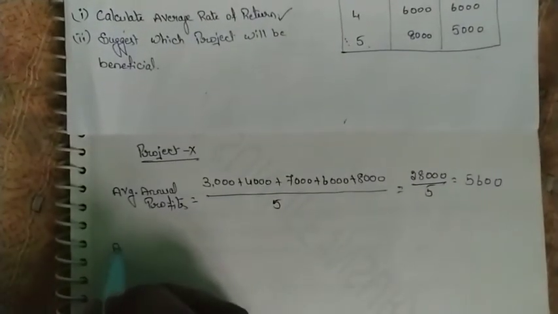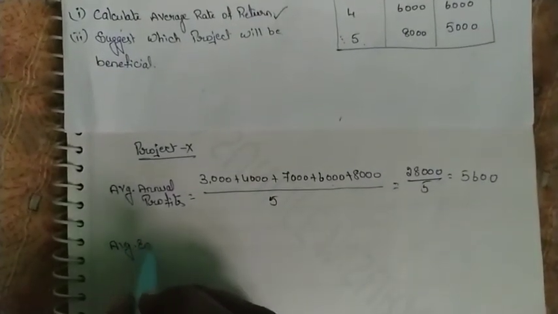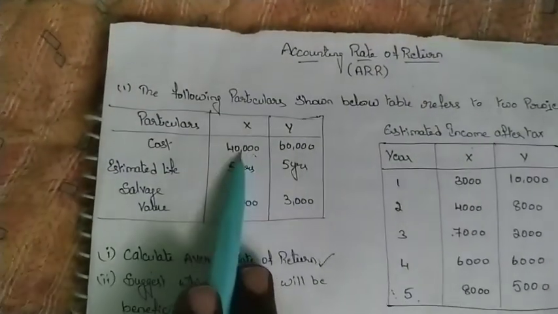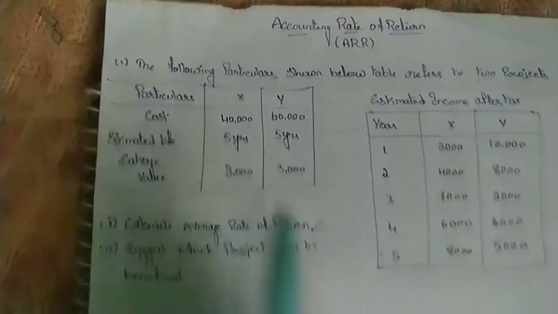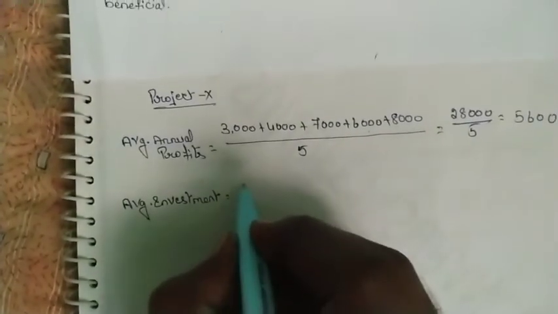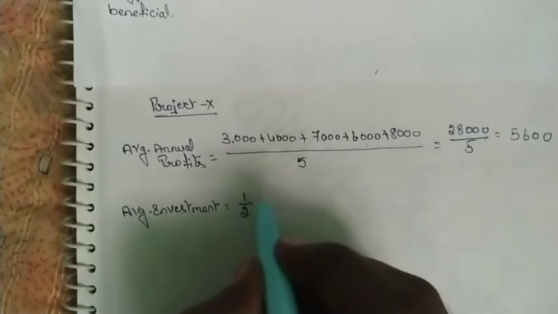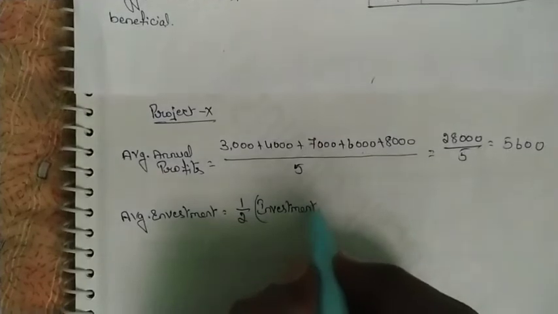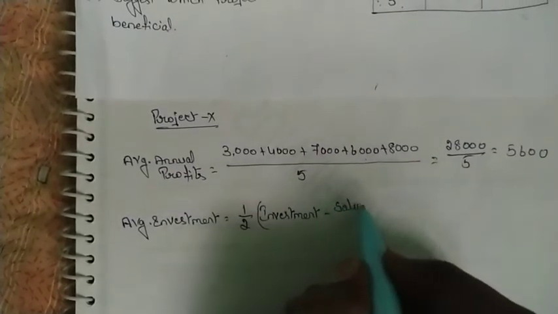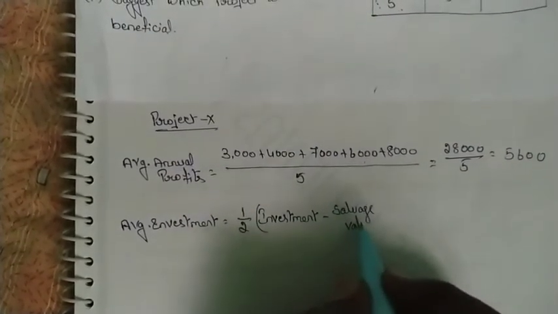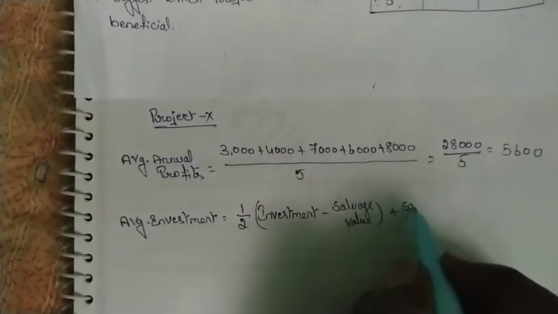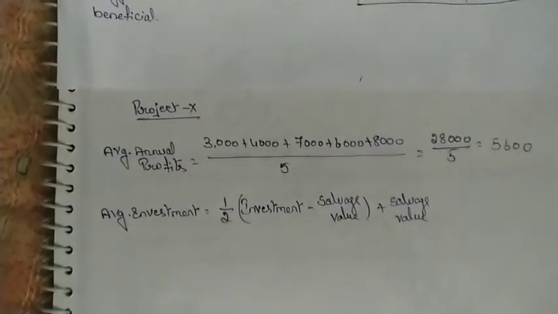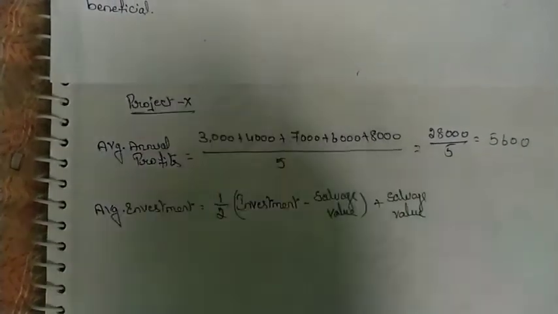Now you have to calculate average investment. In this problem they have given the cost as well as the salvage value. So the formula for calculating average investment is 1 by 2 into investment minus salvage value, plus salvage value. Here there is no working capital provided, so no need to write the working capital.